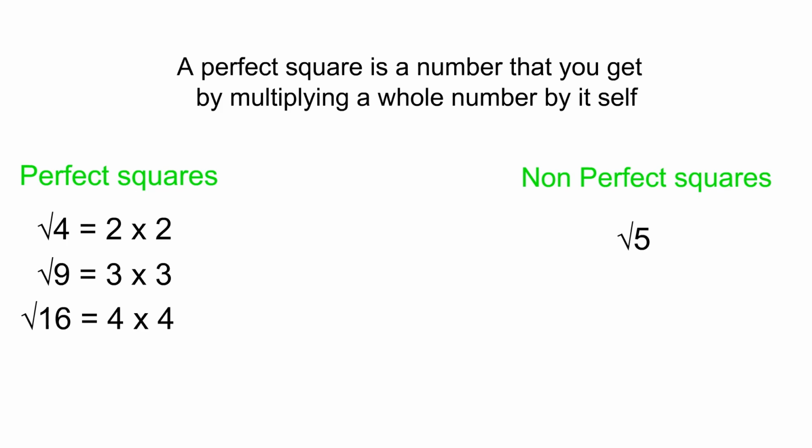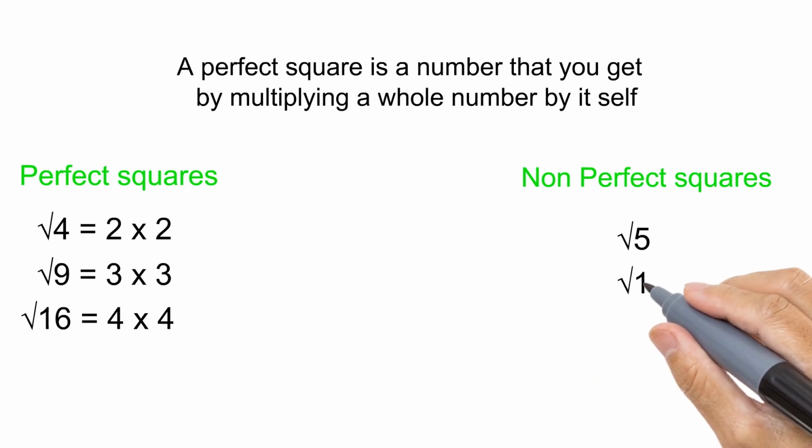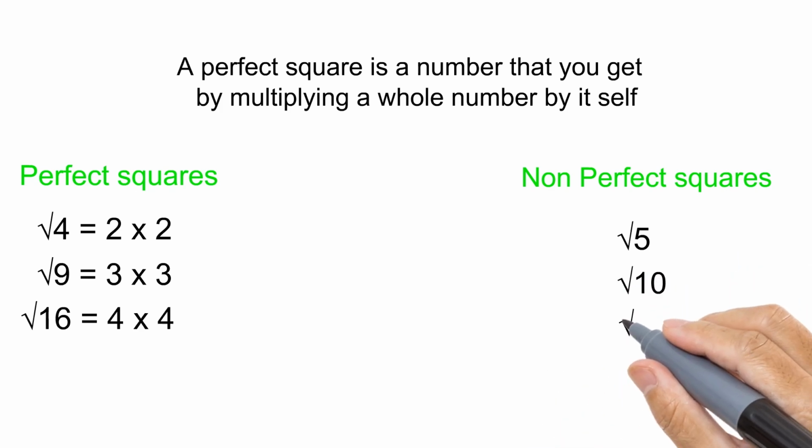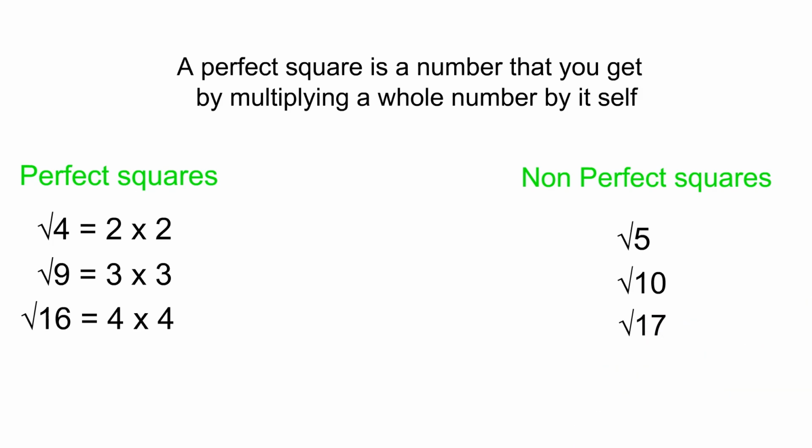On the other hand, 5 is not a perfect square because there's no whole number that, when multiplied by itself, equals 5. This means there's no number, like 2 or 3, that will give you 5 when multiplied by itself. 10 is not a perfect square. 17 is not a perfect square. Simplifying radicals means to simplify these non-perfect squares, which we will see in the next slide.